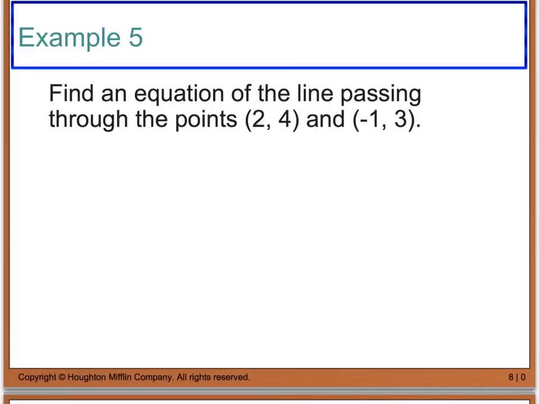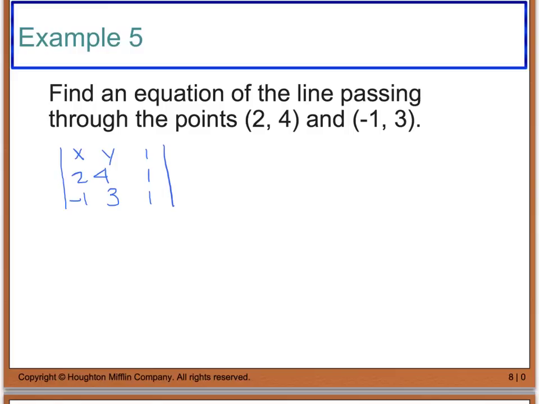So if we go ahead at example 5, it says find an equation of the line passing through the points 2, 4, and -1, 3. I'm going to start out by writing my points in the determinant matrix. We're going to start out with x, y. I know the third column is going to be all ones. And I'm going to plug in my points 2, 4, and -1, 3. And again, I'm going to calculate that determinant.